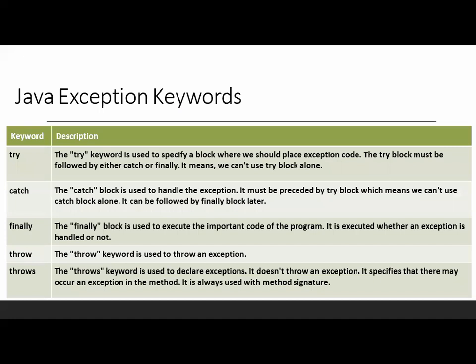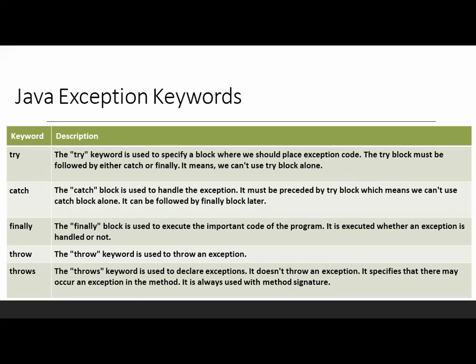These are the keywords used in Java exception handling. First one, the try keyword. It encloses the code section which might throw an exception. It must be followed by either catch or finally. Next one, catch. It is used to handle the exception. It must be preceded by the try block, which means we cannot use a catch block alone. It can be followed by the finally block later.